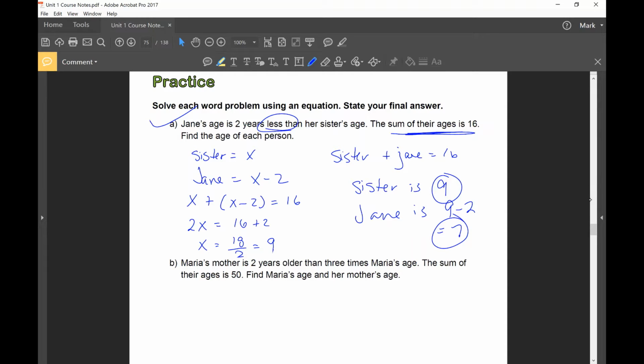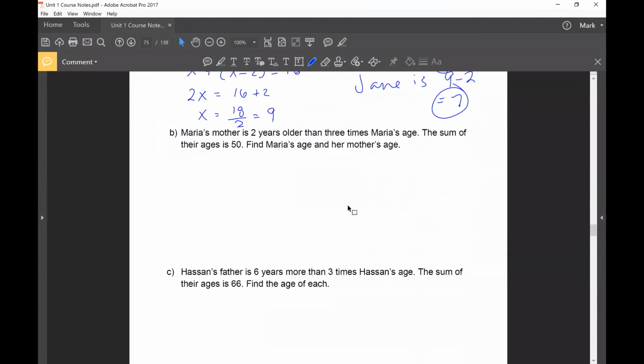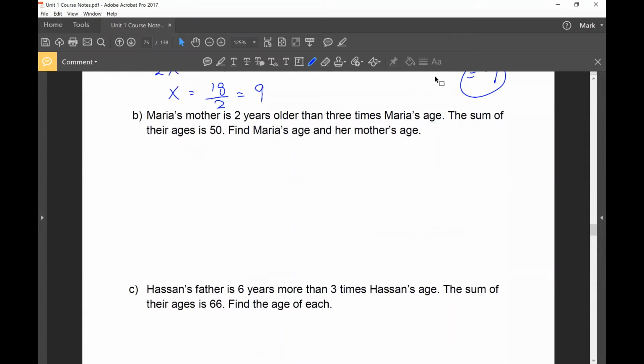Is that the answer? Well, the sum of their ages is 16. 9 plus 7 is definitely 16. So I know I did this right. That's why I love algebra, because we can always check our answers. All right, guys, I'll give you a minute or two to try B, and then we're going to move on to geometry.